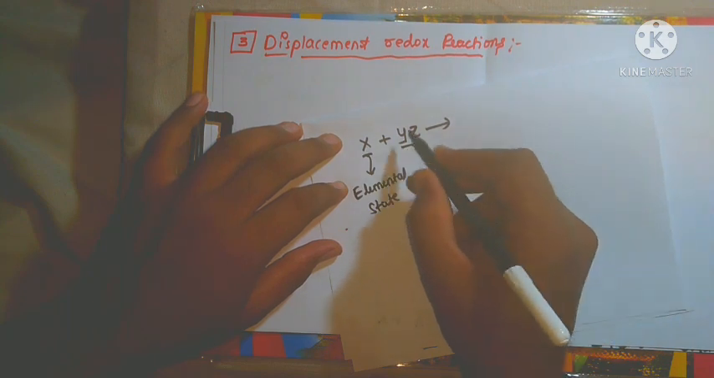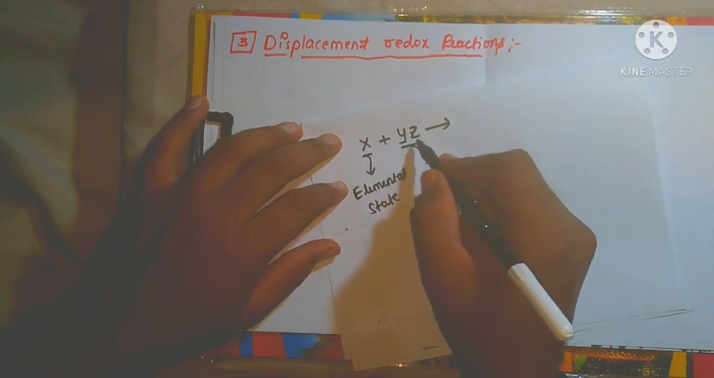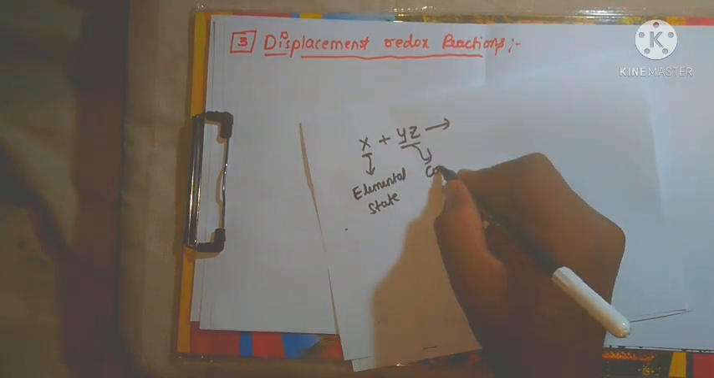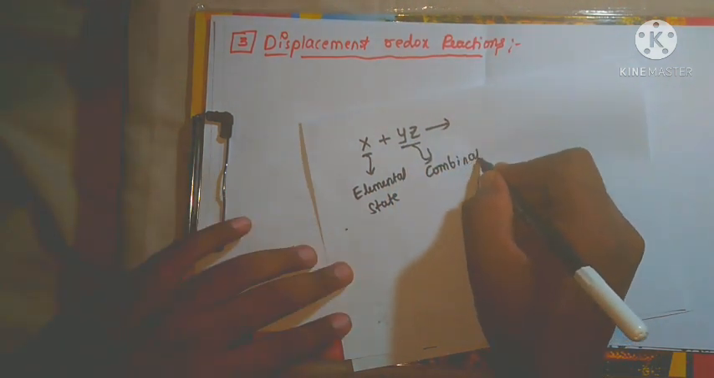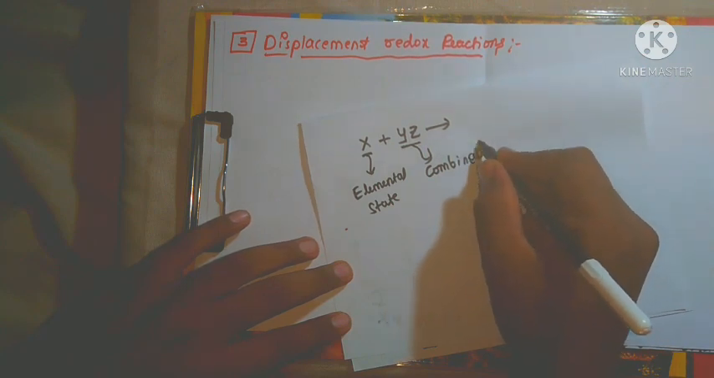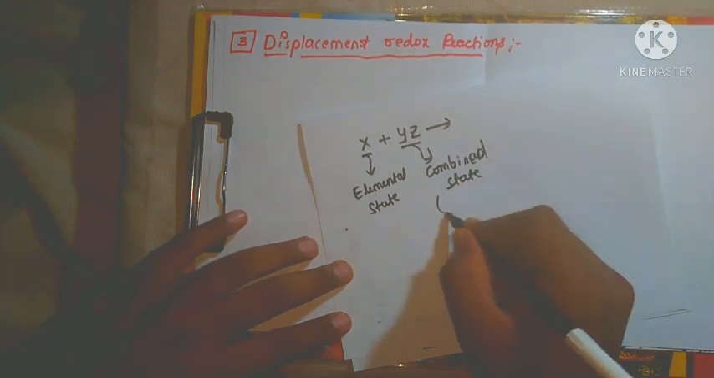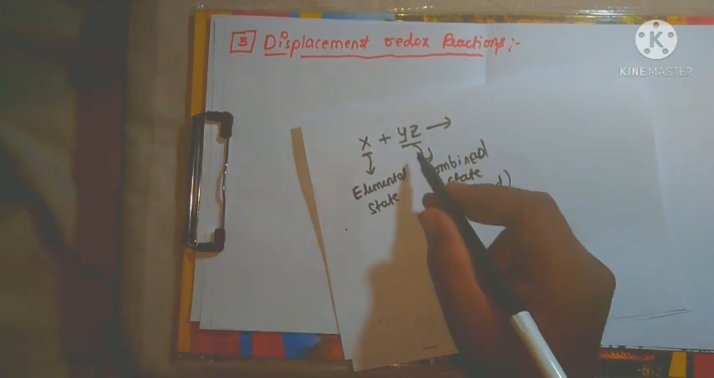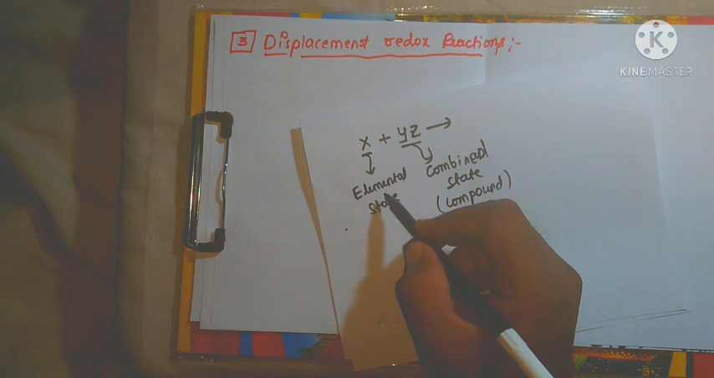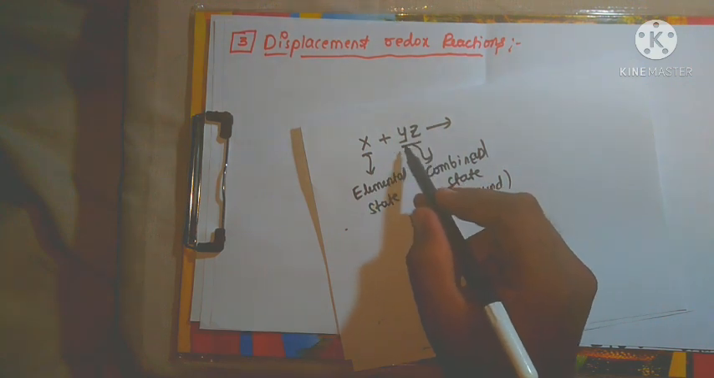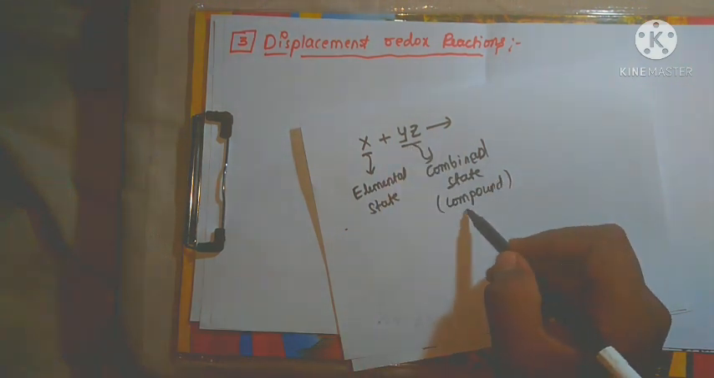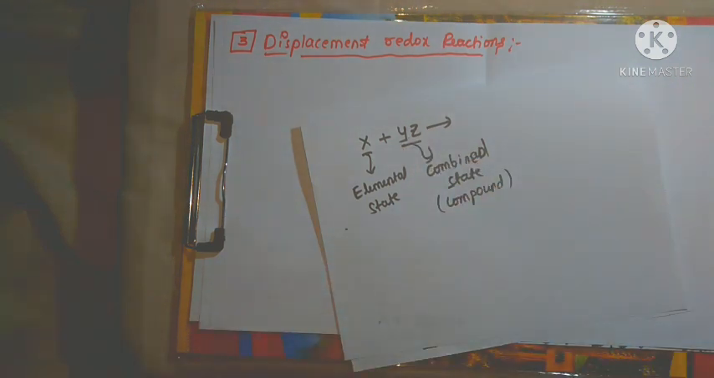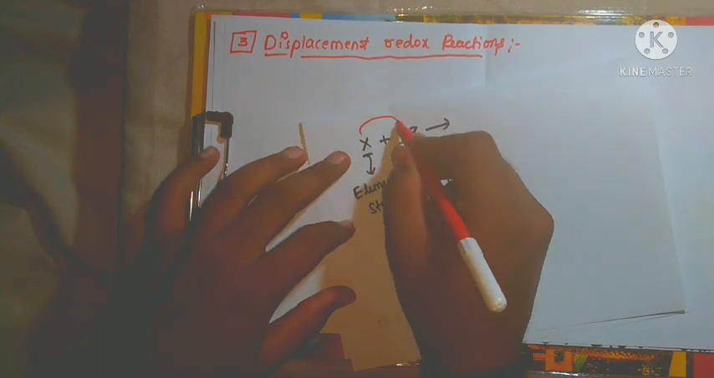In YZ, how many elements are there? Two elements, one is Y, another one is Z. That is called the combined state, or it is also called a compound. More than one element, therefore it is called a compound. Only one element is called the elemental state. Here two elements are there, Y and Z, therefore it is called a compound.